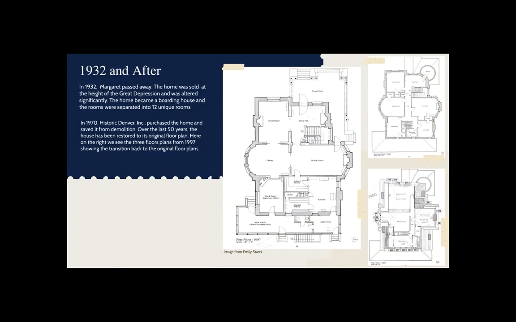In 1932, Margaret passed away. Her children sold the home at the height of the Great Depression, and the house saw drastic changes as it was converted from a family home into a boarding home. First for men, and then later leased to the city as a home for girls. 12 unique rooms were created out of the original bedrooms. The floor plans have not been located, but it is reasonable to believe the second and third floor would have been converted to create this number of bedrooms.